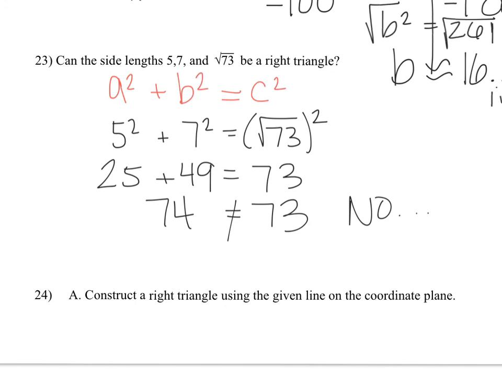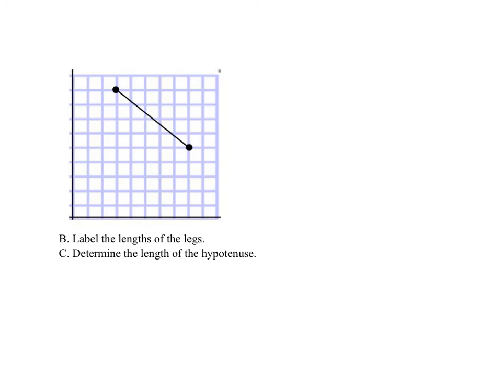Number 24, almost there. Construct a right triangle using the given line on the coordinate plane. So this will be on your next page. There it is. You are given 2 points. That really is your hypotenuse. So bring your line down. Oops, I went too far. You might as well, it's okay. And then bring your line back. So here is our right triangle. Label the lengths of the sides.